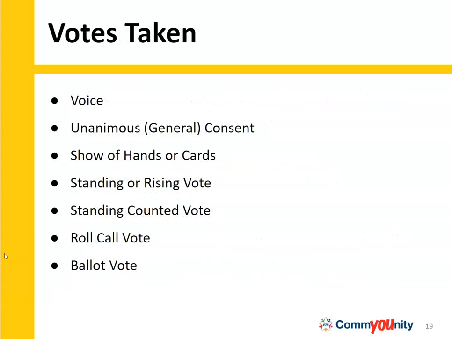Here are the types of votes that may be taken. A voice vote is the usual method for voting on motions that require a majority vote. Unanimous consent, which is sometimes called general consent, has already been mentioned.